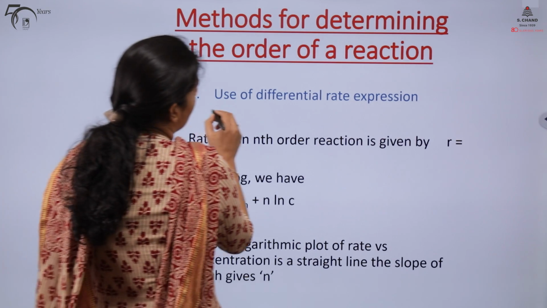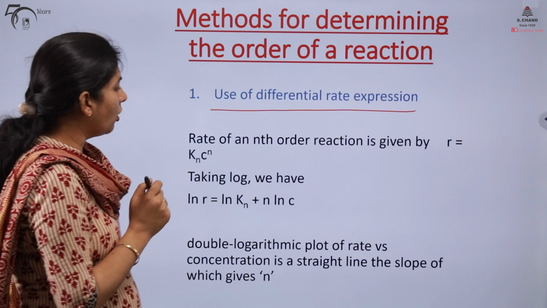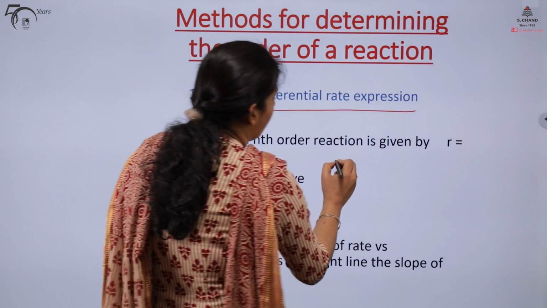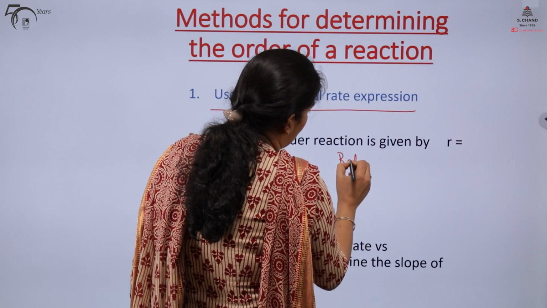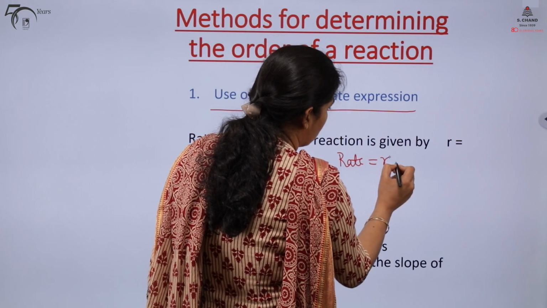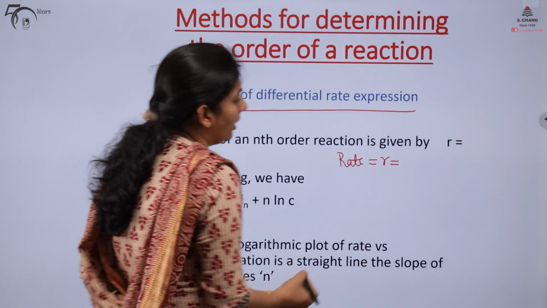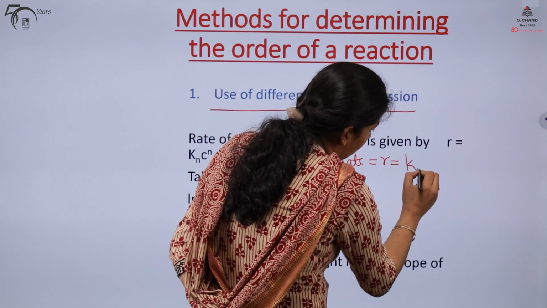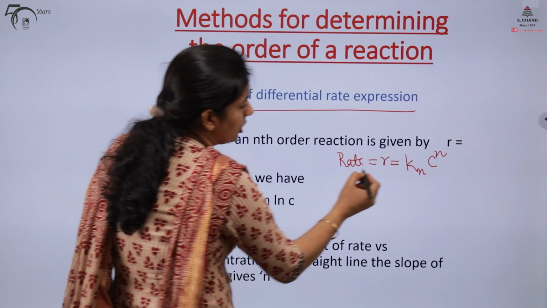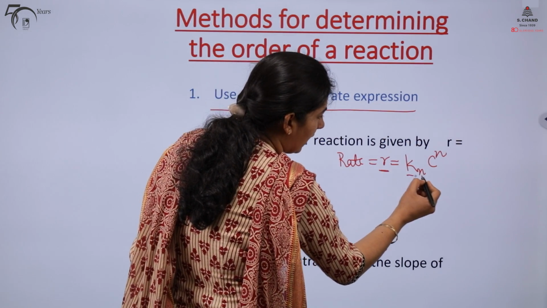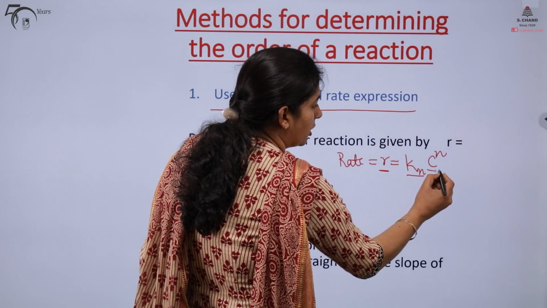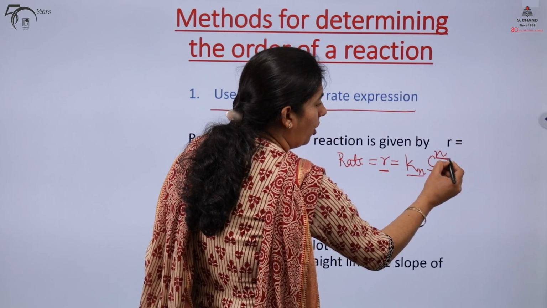Now we have already understood the concept of the differential form of rate law, right? So according to the differential form of the rate law, rate, which I can denote by small r also, is given by K_n C^n, where C represents the concentration of the reactant. So r here is the rate of a reaction, K_n is the rate constant for nth order reaction, C is the concentration of the reactant, and n is the order of reaction.